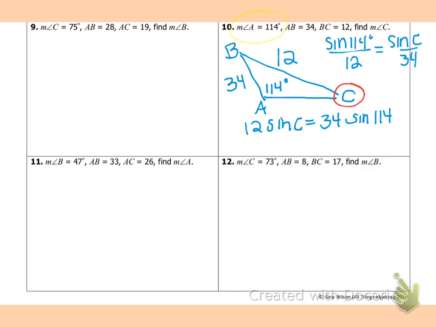And then, of course, I'm going to take the inverse. Oops, I didn't mean to do purple. I want to do red there. I guess it doesn't really matter, but just to be consistent with what I've been doing. So if I divide by 12, and then, of course, I'm going to take the inverse sine to get my angle. And by doing that, let's see what I get.